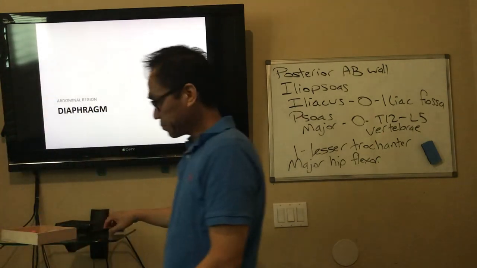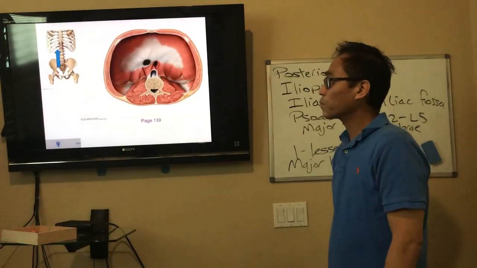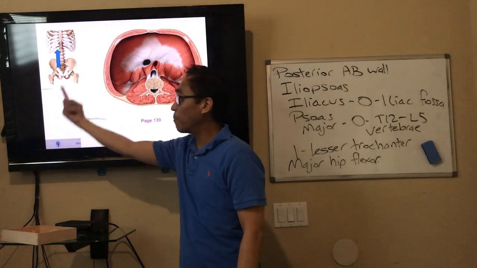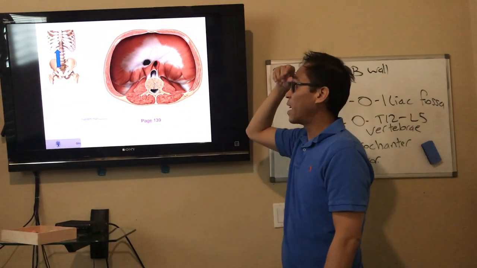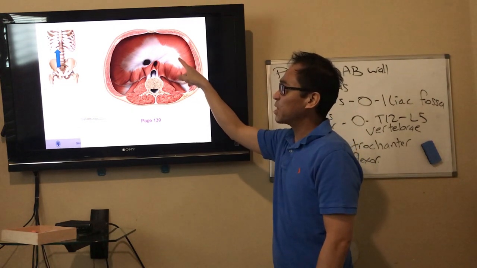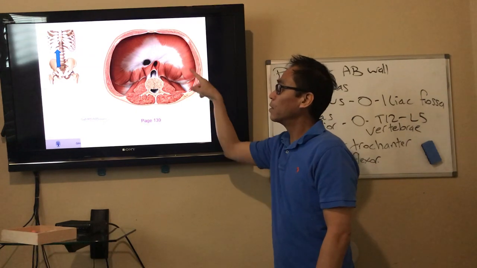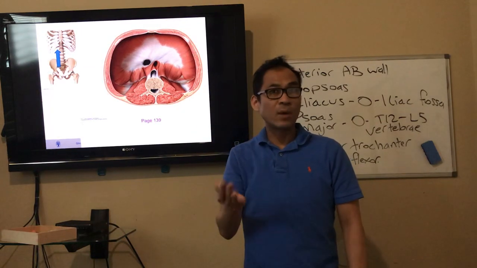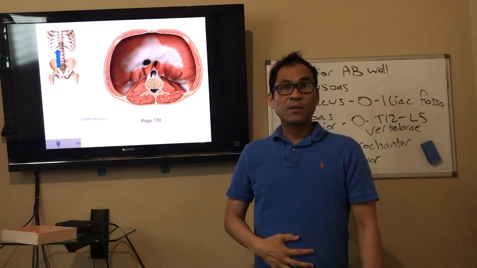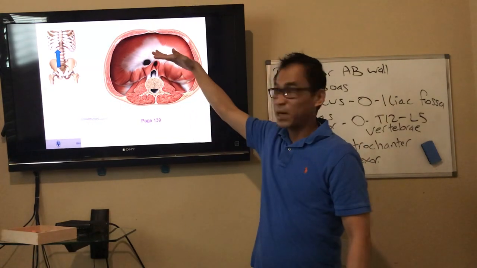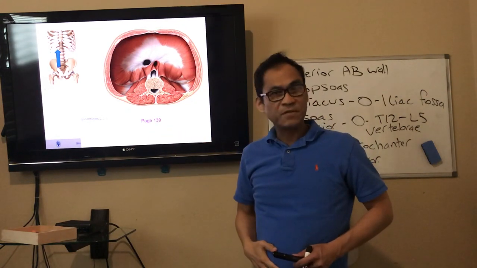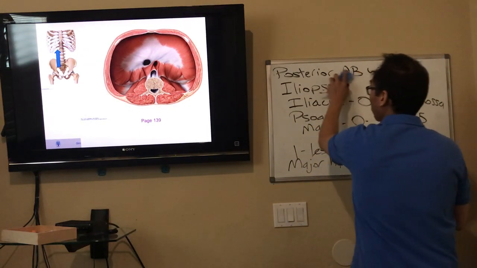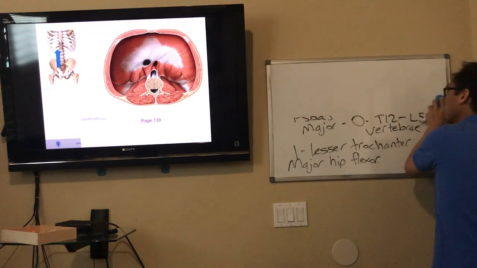I'm going to move on to the diaphragm. Here's a cross-section through the body. You're looking up into the diaphragm there. The diaphragm is your major muscle of inspiration, because all the fibers insert onto this central tendon in a circle. When they all contract, they pull this dome-shaped muscle down. That's why when you take a breath in, your gut sticks out a little bit: when the muscle contracts, it flattens and pushes the abdominal viscera out. Diaphragm, your major muscle of inspiration.